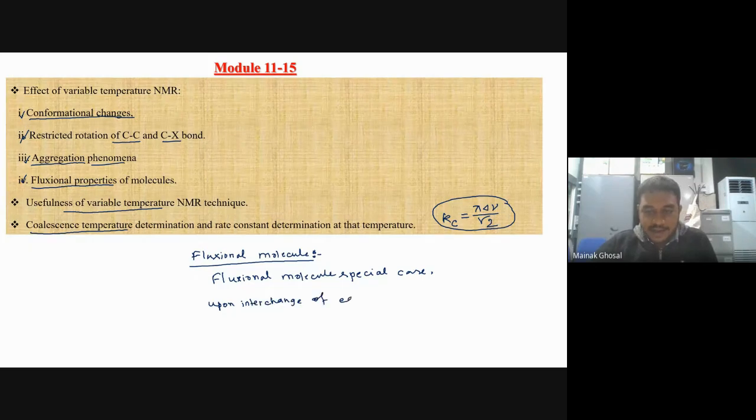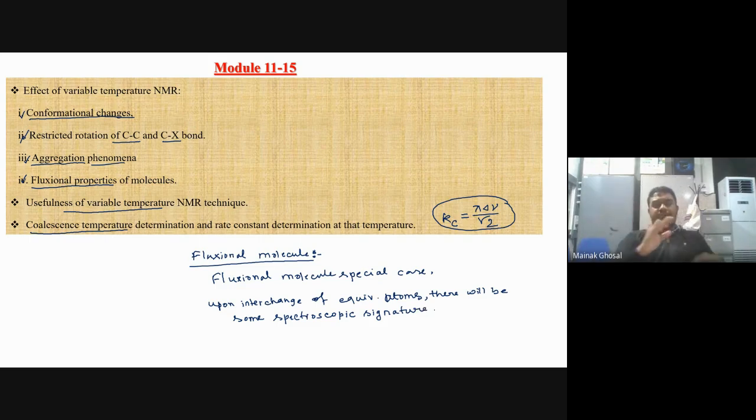of equivalent atoms, it could be chemically, it could be magnetically, not protons, it's atoms, there will be some spectroscopic signature. Then we will say that it is undergoing a fluxional change. What kind of spectroscopic signature? You will see in the spectra that the spectral broadening is happening due to Heisenberg's uncertainty principle.